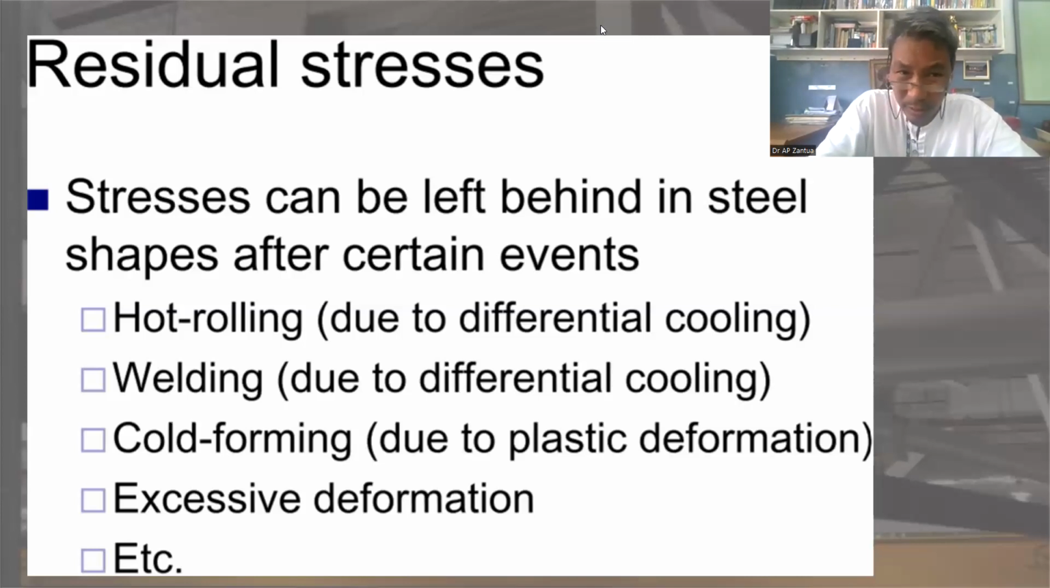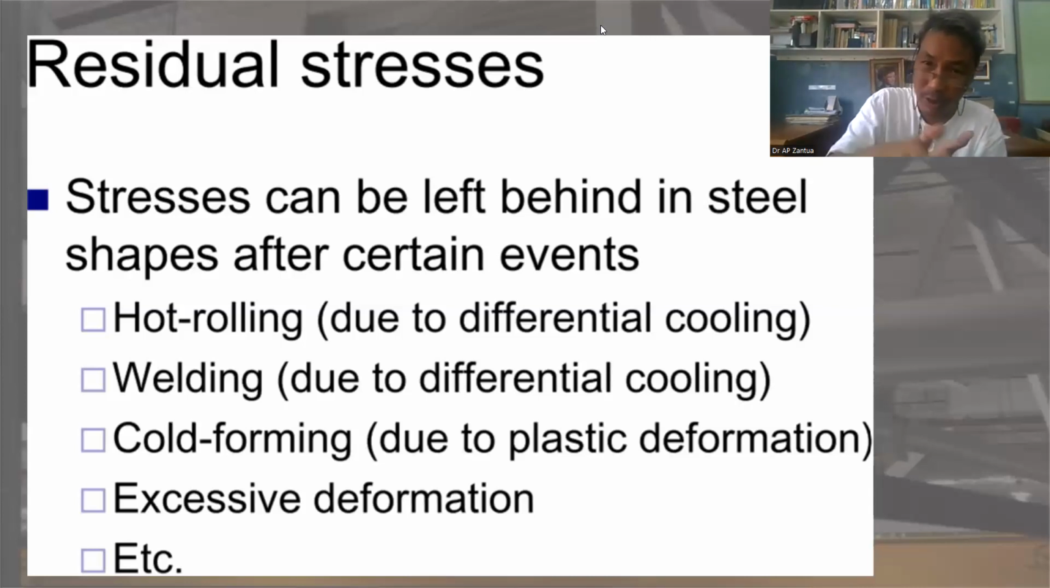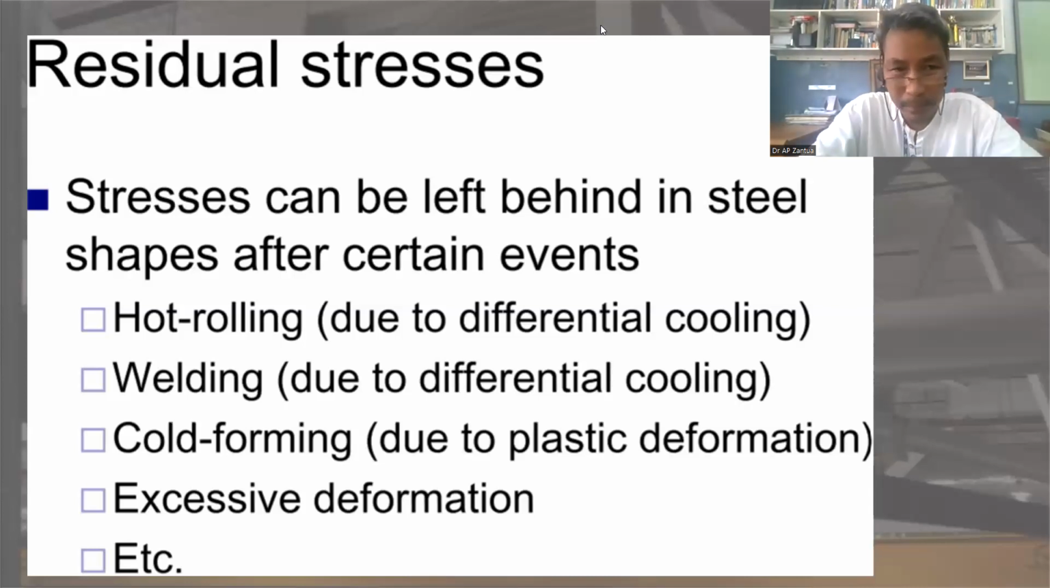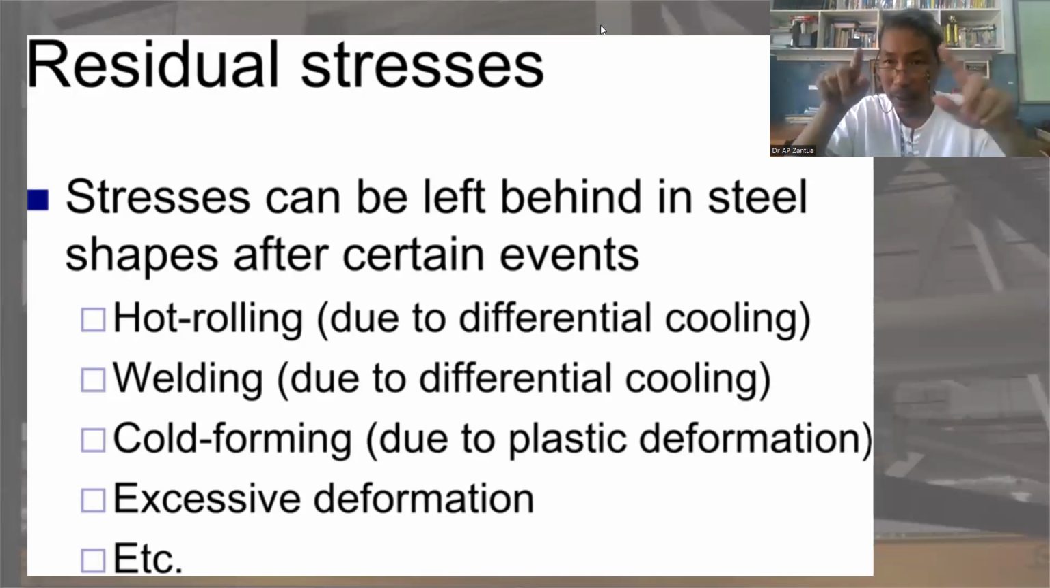Cold forming, hot rolling. Cold forming is due to plastic deformation because you are pressing the material. So 1 and 2 are due to temperature, and cold forming is due to plastic deformation because you are pressing it. And next, excessive deformation. If there's excessive deformation in some areas, in some spots, there are stresses retained. Those are what we call residual stresses.